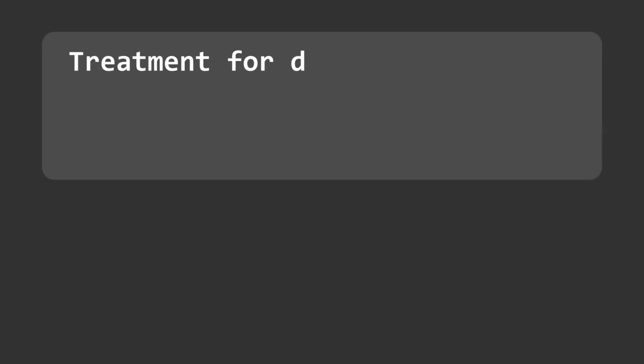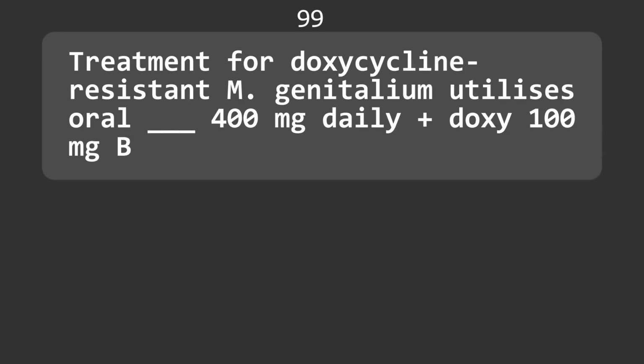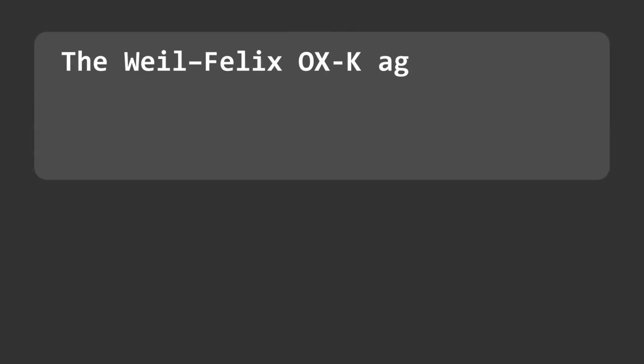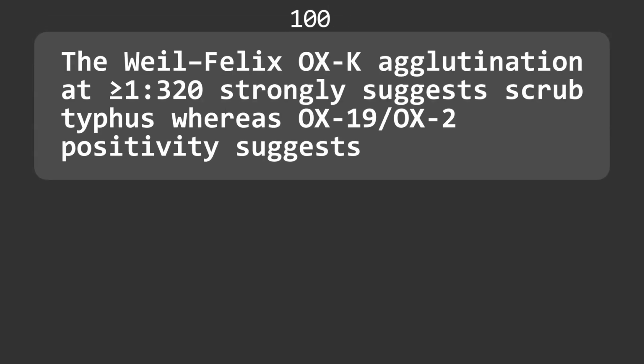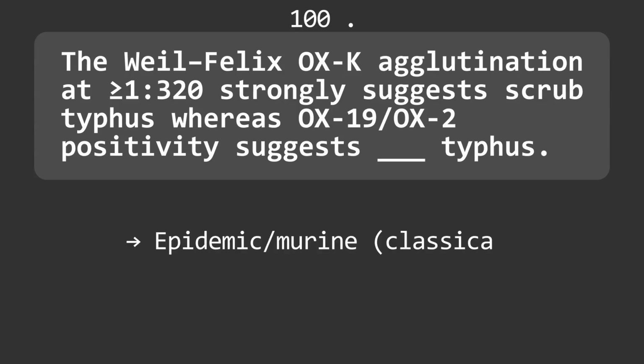Treatment for doxycycline-resistant M. genitalium utilizes oral moxifloxacin 400 mg daily plus doxycycline 100 mg BID. The Weil-Felix OXK agglutination at more than 1:320 strongly suggests scrub typhus, whereas OX19/OX2 positivity suggests typhus, epidemic, murine, classical.